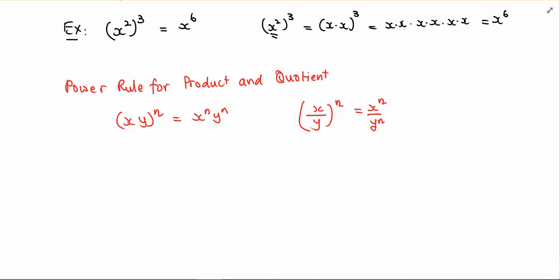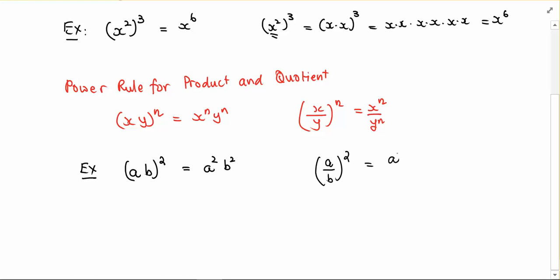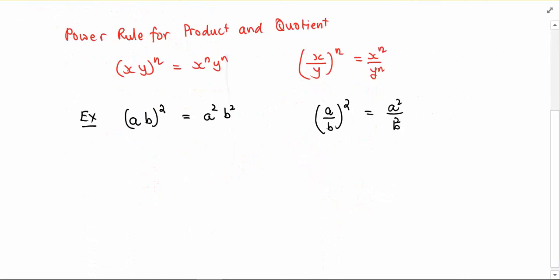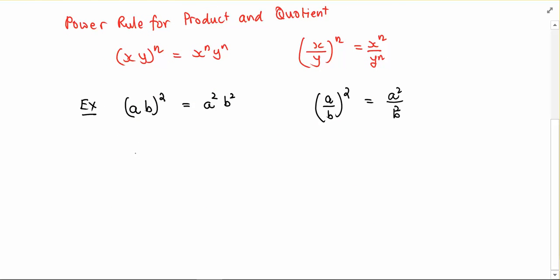So again, let's do a quick example of each. So what this means is if you had ab squared, well that's a squared b squared, and if you had a over b squared, well that means a squared over b squared. There is though a certain sort of a, you can combine this power rule for product and quotient and the power rule for exponents together, and that's kind of a useful thing to notice.